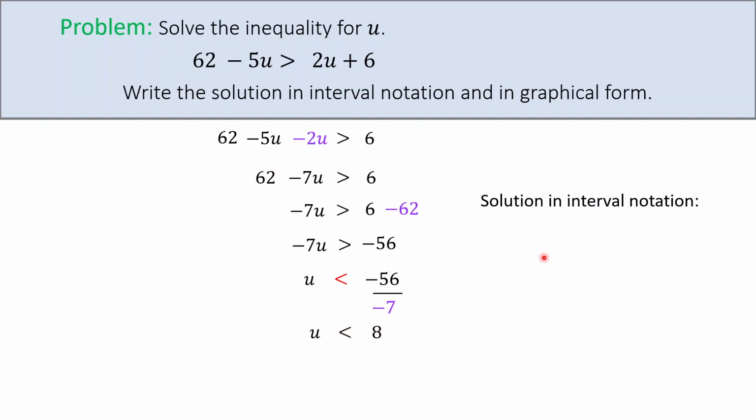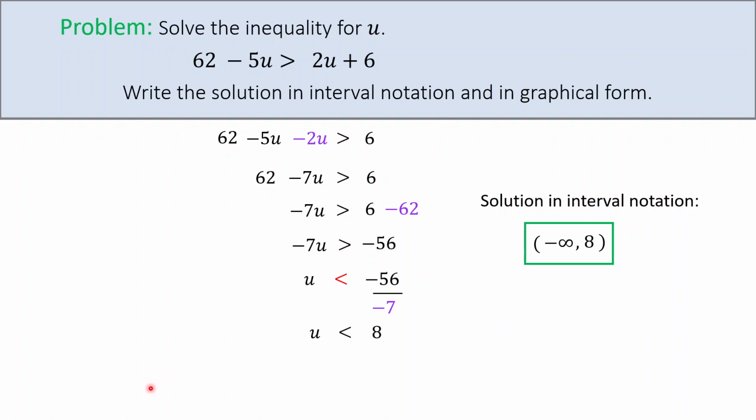Less than, so the first number is negative infinity. Negative infinity always gets a parenthesis, then comma, then this number. No equal sign, so put a parenthesis. This is the interval notation.